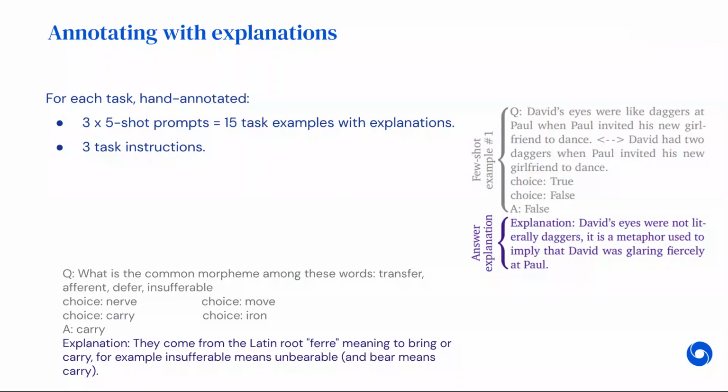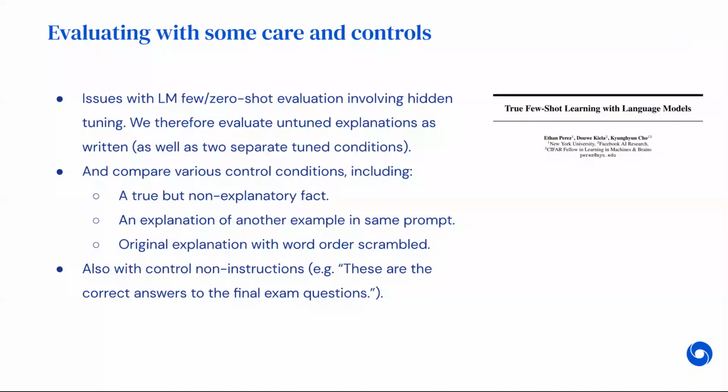For each of these tasks, we hand annotated them. We annotated 3 5-shot prompts from each with explanations. So that gives us a total of 15 annotated task examples. And we also annotated each task with 3 possible instructions.